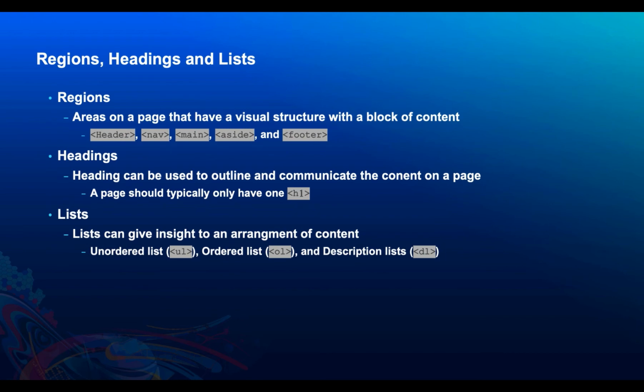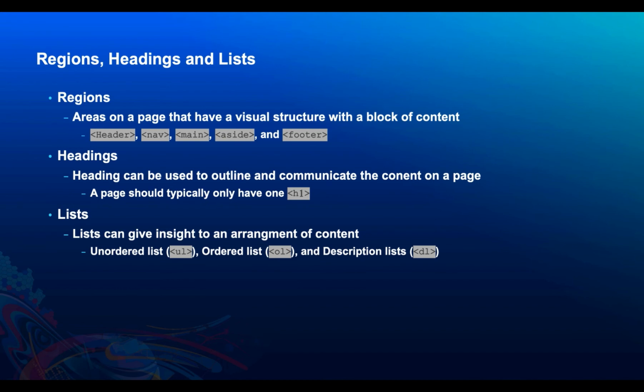Let's go ahead and take a look at headings, regions, and lists. Starting with regions, these are known as areas on a page that contain blocks of content, but also provide some form of visual structure. This could be letting a user know they are in the header of a page, then explaining what is on the page based on the header's content, or letting them know that they've entered the main stage of a page.